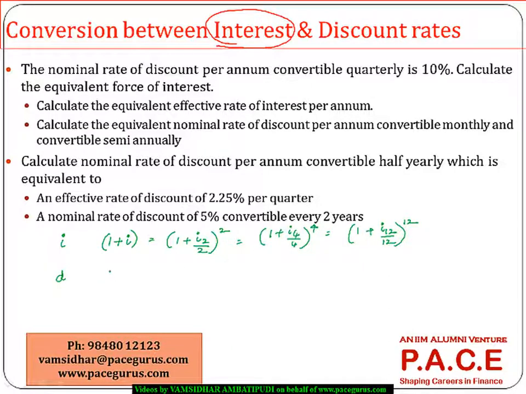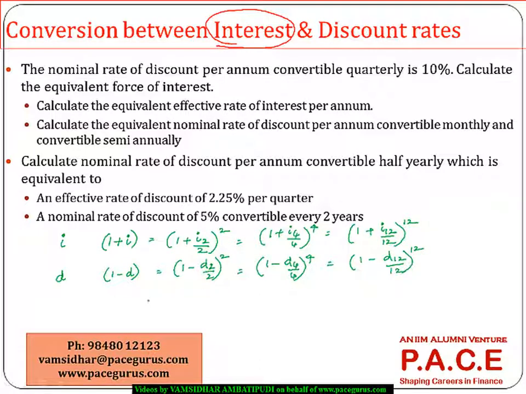In the same way, in the case of D also, the annual rate of discount is D. We have the discount rate convertible semi-annually, the nominal rate of discount convertible semi-annually. This should be the same as the nominal rate of discount convertible quarterly to the power 4, and the same thing 1 minus D12. D12 is the nominal rate of discount convertible monthly.